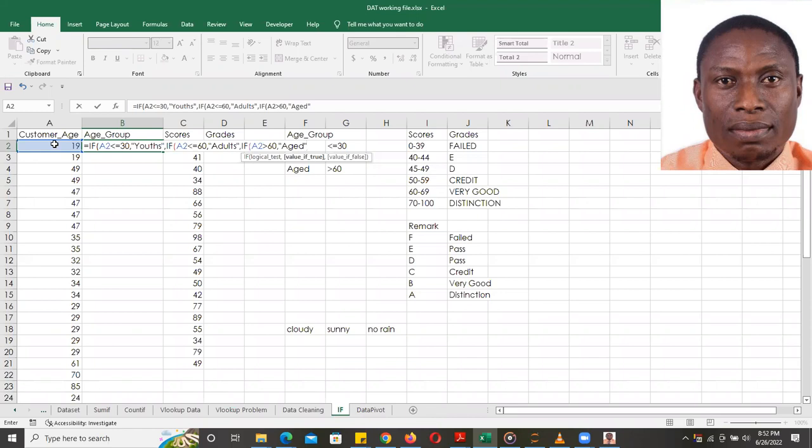And for 61, I got false. How do you mean? You got false for 61? Yes. Every other thing came out youth, adult, but at 61, it showed me false. That means you did not include the option for the one that is greater than 60. Yeah, but you didn't include it the first time. I did not include it, but what I did was this. I only did this.